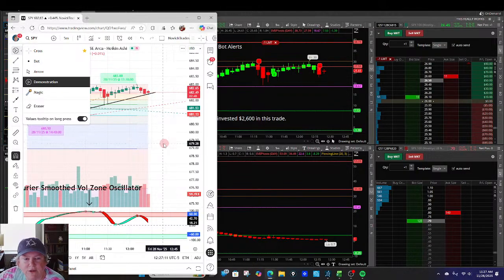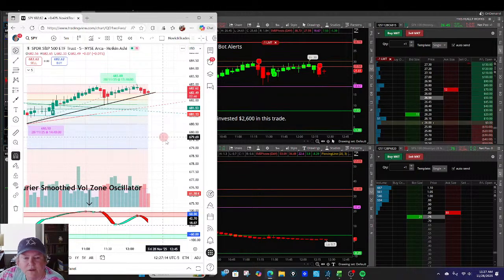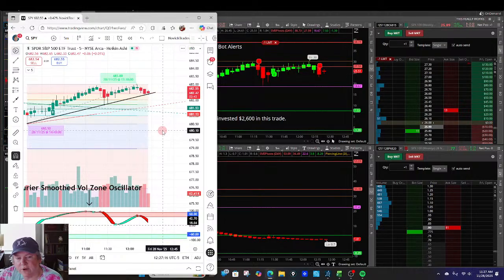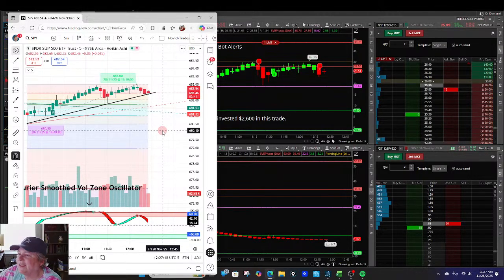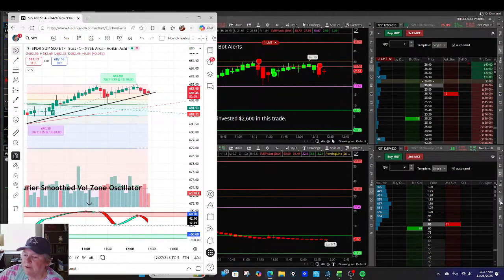Wish I could change the color of this little demonstration dot to green. I think green is better. I love green. It's my favorite color, actually.